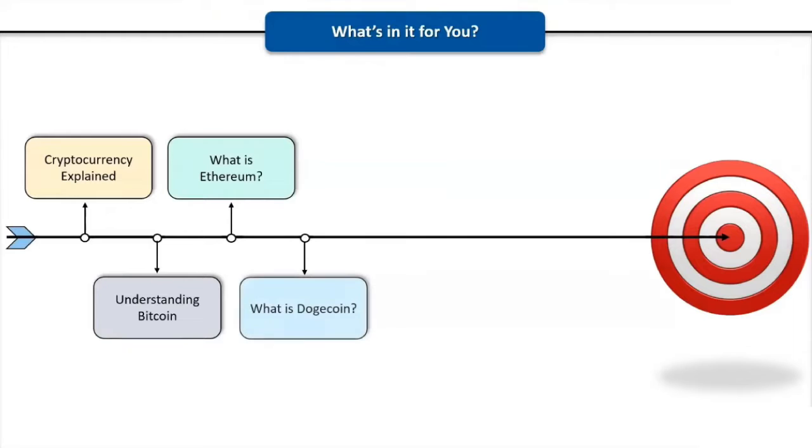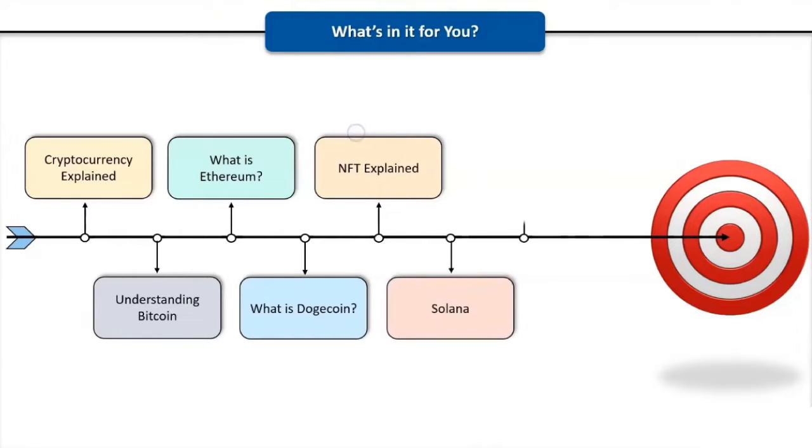After that, we will have a comparison between Bitcoin and Ethereum. Then we will explore our third crypto, Dogecoin, and its various components like Dogecoin mining, Dogecoin wallet, and its comparison with other cryptocurrencies. Then we will jump into the other side and explore some of the other popular aspects of cryptocurrencies like NFT, Solana, and Shiba Inu coin.